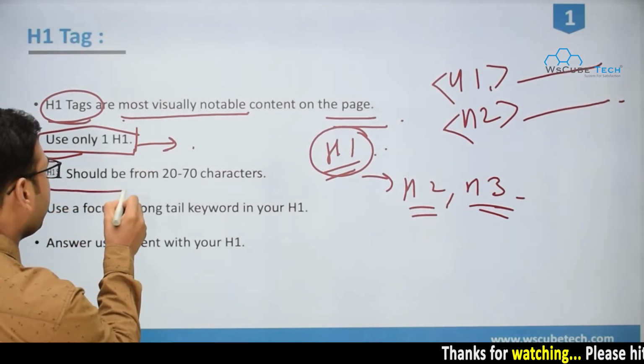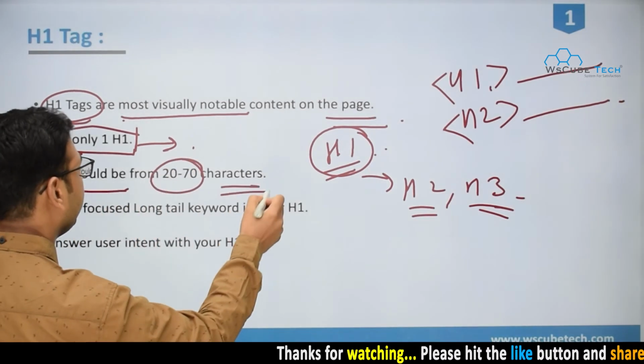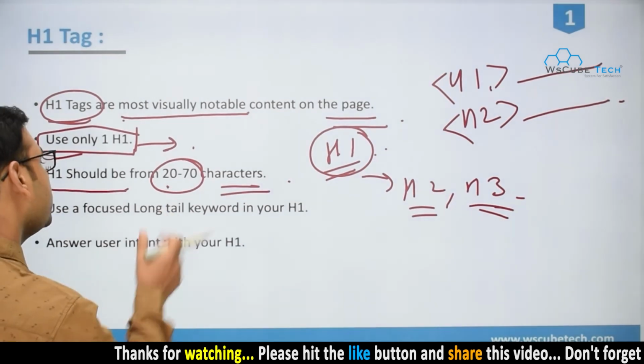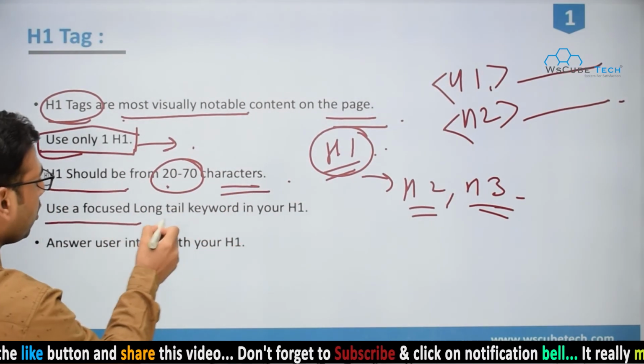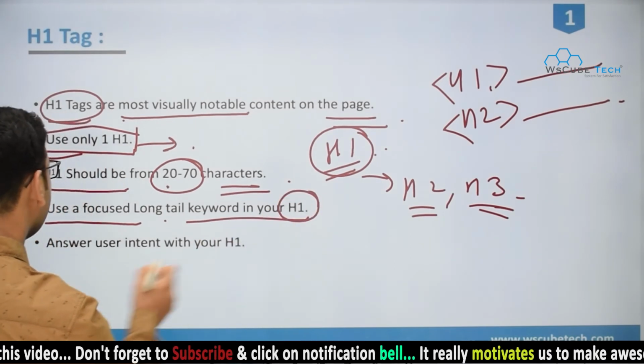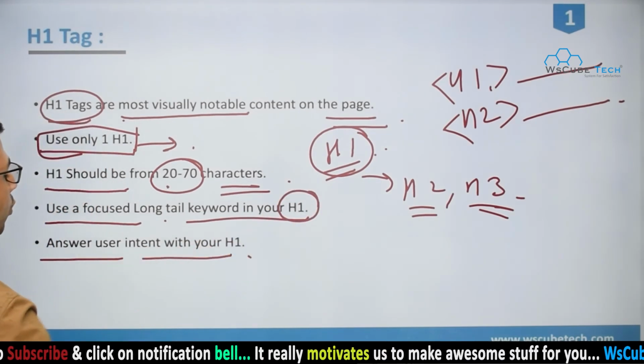An H1 tag should be from 20 to 70 characters. If we talk about the character limit, you should use between 20 and 70 characters. Use a focused long tail keyword in your H1. Answer the user's intent with your H1.